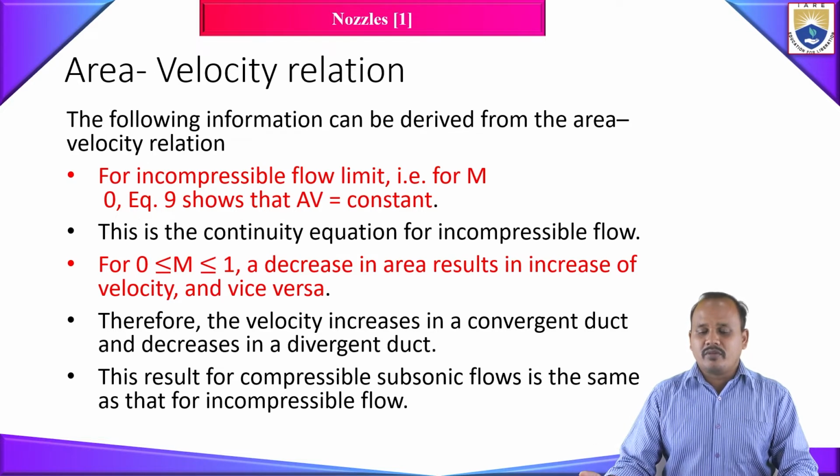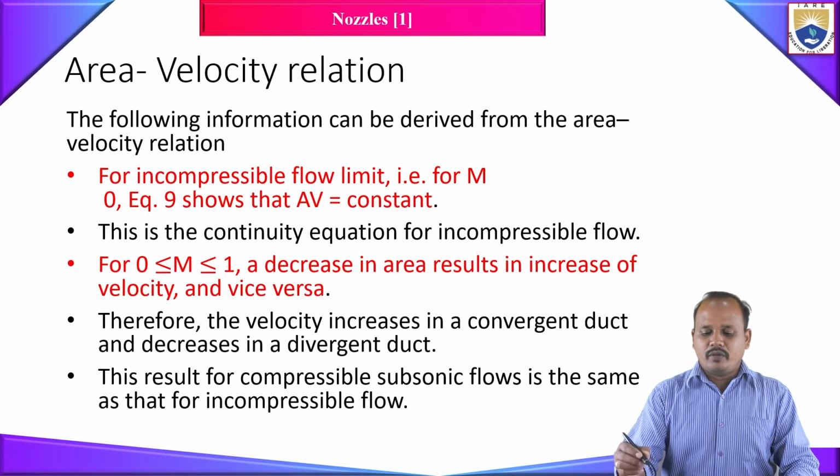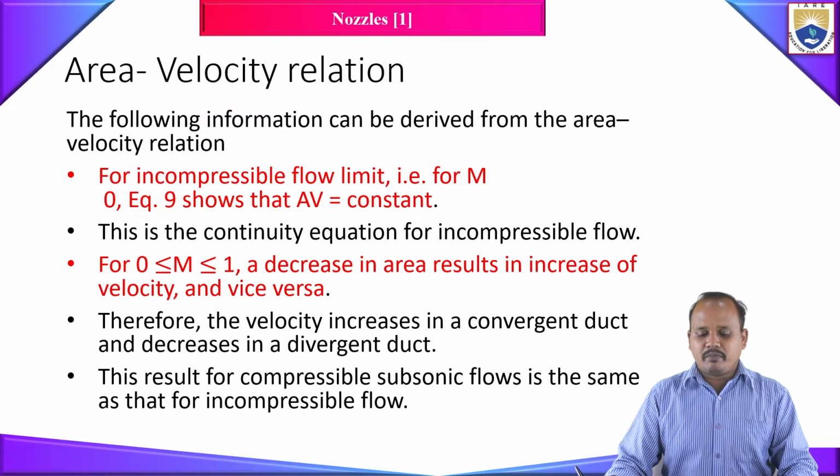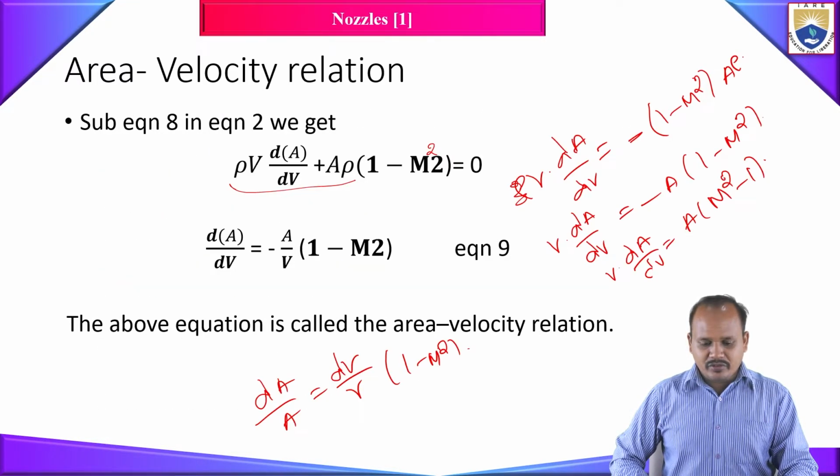So what is incompressible flow? We'll say for flow which has Mach number less than 0.3, we usually call it incompressible flow. But the mathematical limit for the incompressible flow is M equal to 0. So in this equation, if I substitute M equal to 0, what will I have? dA by dV is equal to 0.